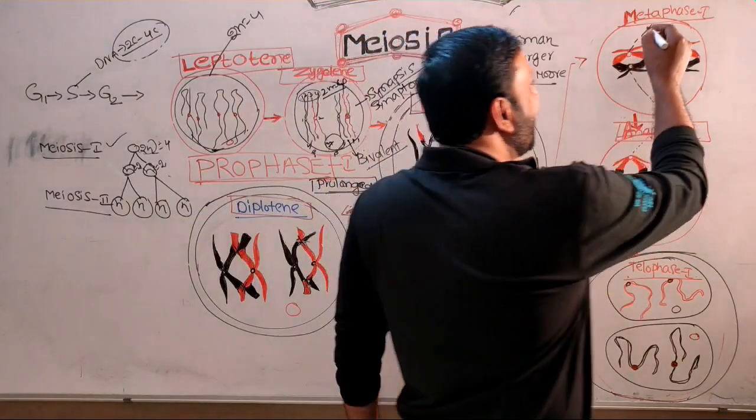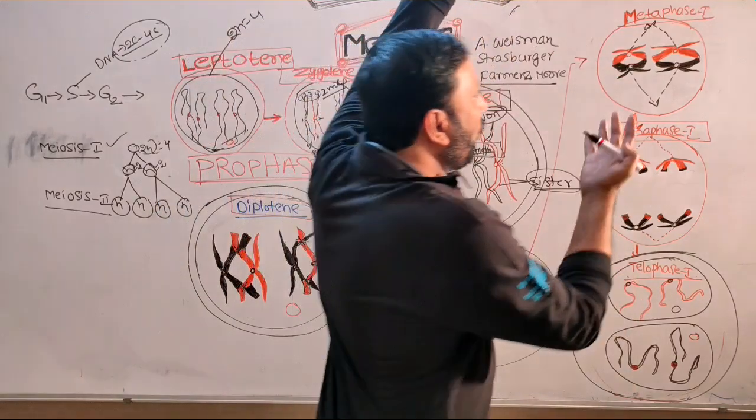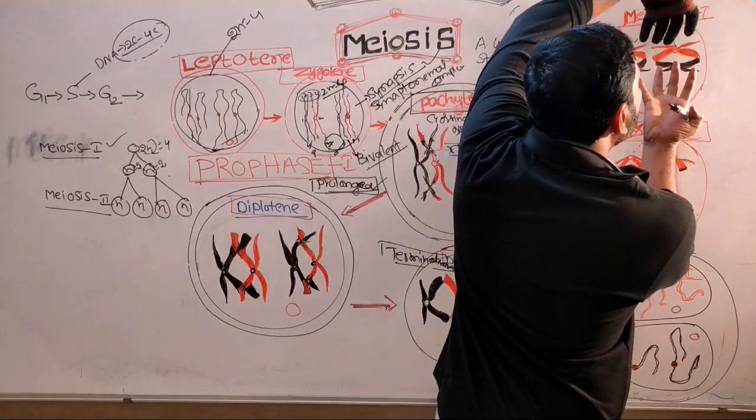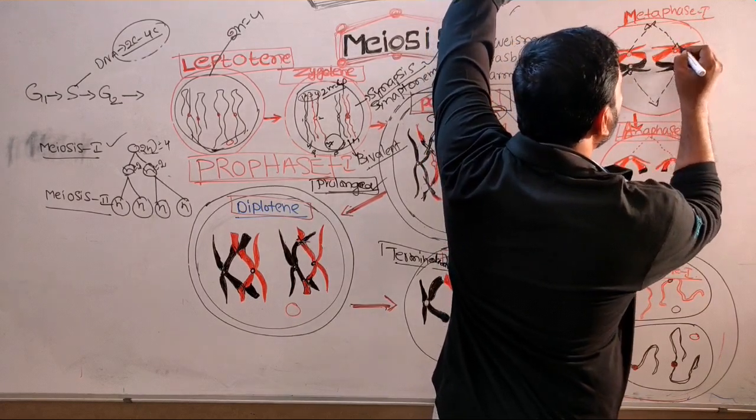Yes, here spindle fibers are formed, bipolar spindle fibers. Here, the bipolar spindle fibers are attached to the centromere, attached to the centromere only at the kinetochore.